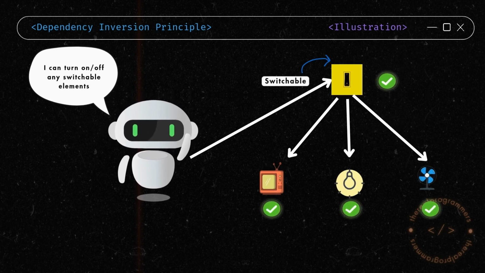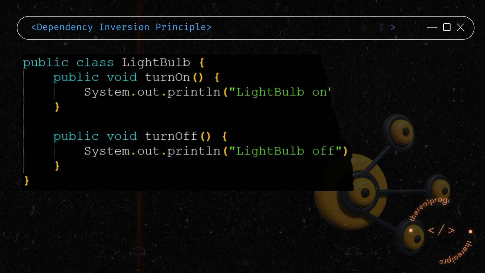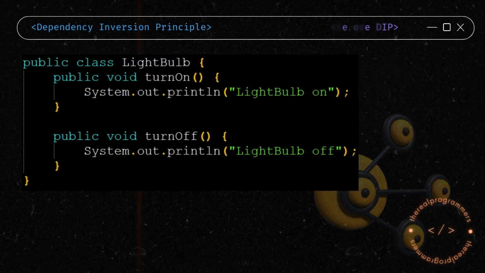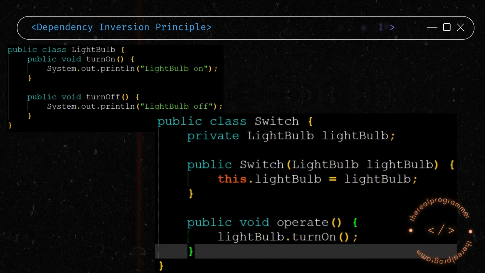Let's see how this is implemented in Java code. Suppose we have a light bulb class which has the functions turn on and turn off. And we have a switch class which depends on the concrete light bulb class. So as you can see here, this violates the dependency inversion principle, as the switch class is directly dependent on the light bulb class and can only operate the light bulb.